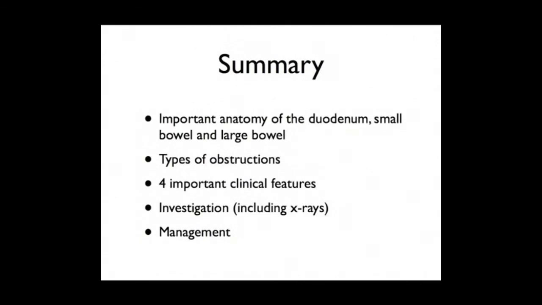So that really completes this podcast. In summary, we've looked at the important anatomy of the duodenum, the small bowel, the large bowel. We've looked at different types of obstructions and how you classify them. We've looked at the 4 very important clinical features of bowel obstruction. We've looked at some investigative strategies, and we've talked about the important ways to distinguish small and large bowel obstruction on an abdominal radiograph. And finally, we've looked at some of the surgical and non-surgical management principles.